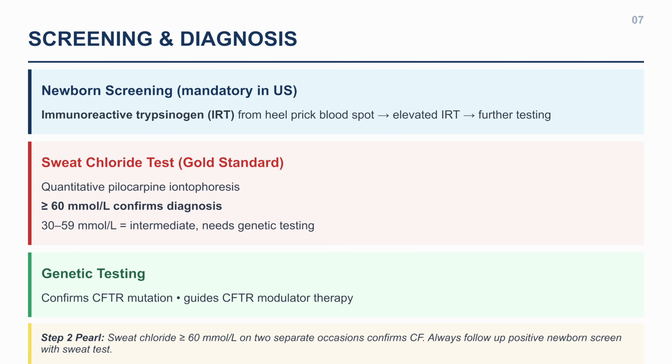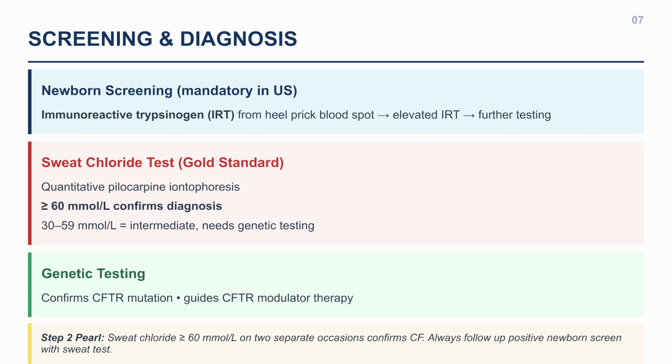The diagnosis of CF starts with newborn screening, which is mandatory in the United States and many other countries. The initial screening test uses immunoreactive trypsinogen, or IRT, from a heel prick blood spot in the first 24 to 48 hours of life. An elevated IRT level suggests possible CF and prompts further testing.